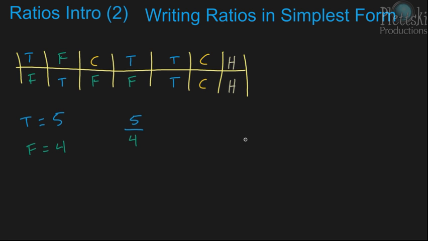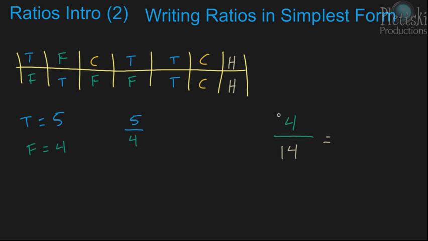It's 5 to 4. But let's say we want to write a ratio of Fords to the total number of cars in the parking lot. So we have 4 Fords, and then how many other cars do we have in the parking lot? Well, we have 1, 2, 3, 4, 5, 6, 7, 8, 9, 10, 11, 12, 13, 14. So there's 14 total cars.